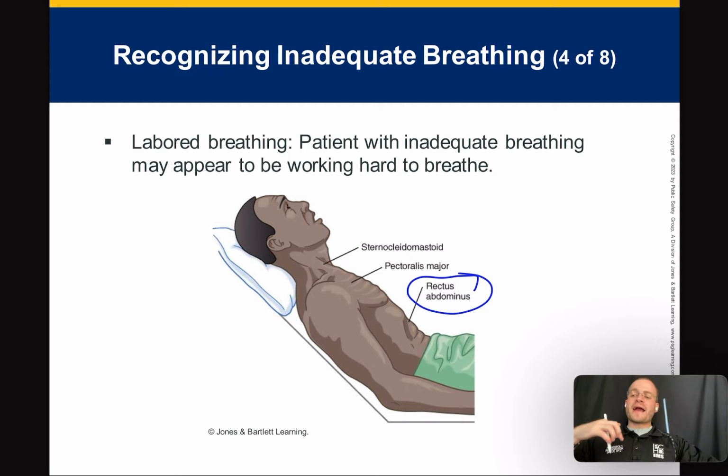The sternocleidomastoid, this is the muscle right here on me. They could use this as well to aid in breathing. And the pectoralis major, so these are your pecs, your chest muscles. Okay, they could use these as well. I would say though, the more obvious one that you're going to pick up is the rectus, the abdomen, right? The abs.